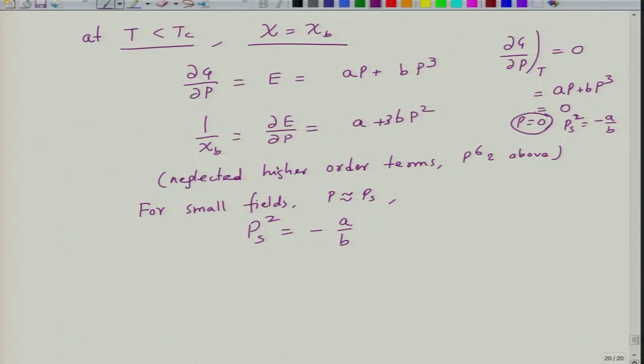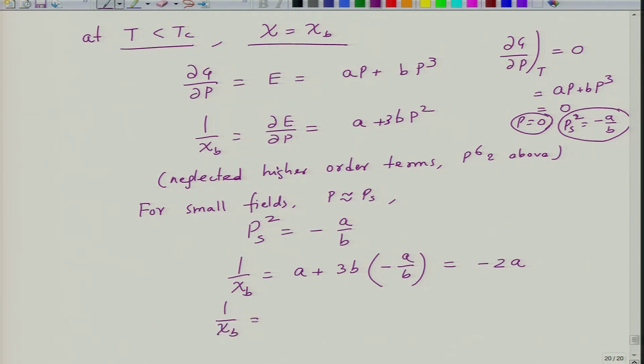Of course, at temperature lower than Tc, P is equal to 0 is not a root, this goes for maxima. So, what we have is the non-zero root at T less than Tc, Ps square is equal to minus of A divided by B. So, 1 over chi B can be taken as A plus 3B into minus of A divided by B, and this is equal to minus of 2A. So, 1 over chi B can be written as 2 into Tc minus T divided by C.